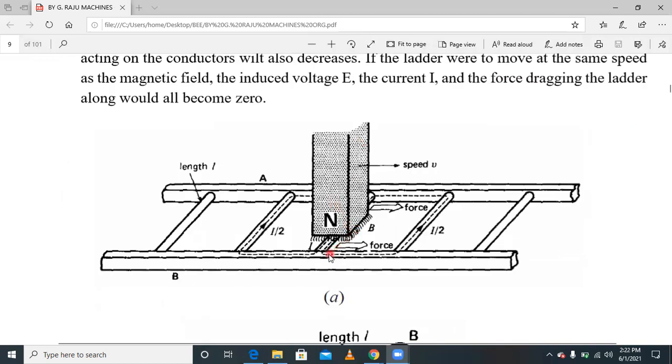At starting condition, the rotor is stationary. When you give the power supply, the stator rotating magnetic field is rotating. That means there is a relative speed between the stator rotating magnetic field and the rotor. The rotor has some inertia, because of that it is not moving, it is not rotating at the instant.